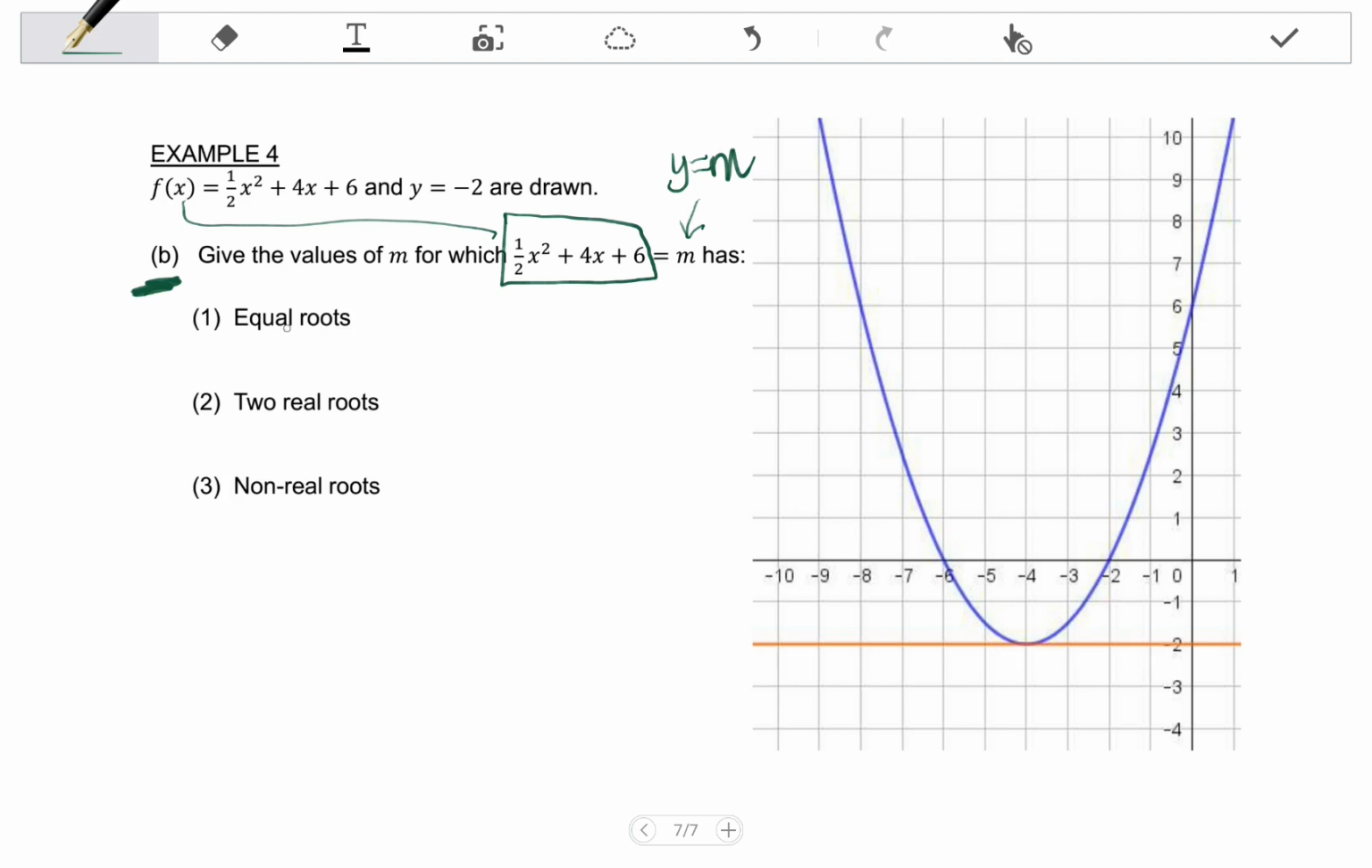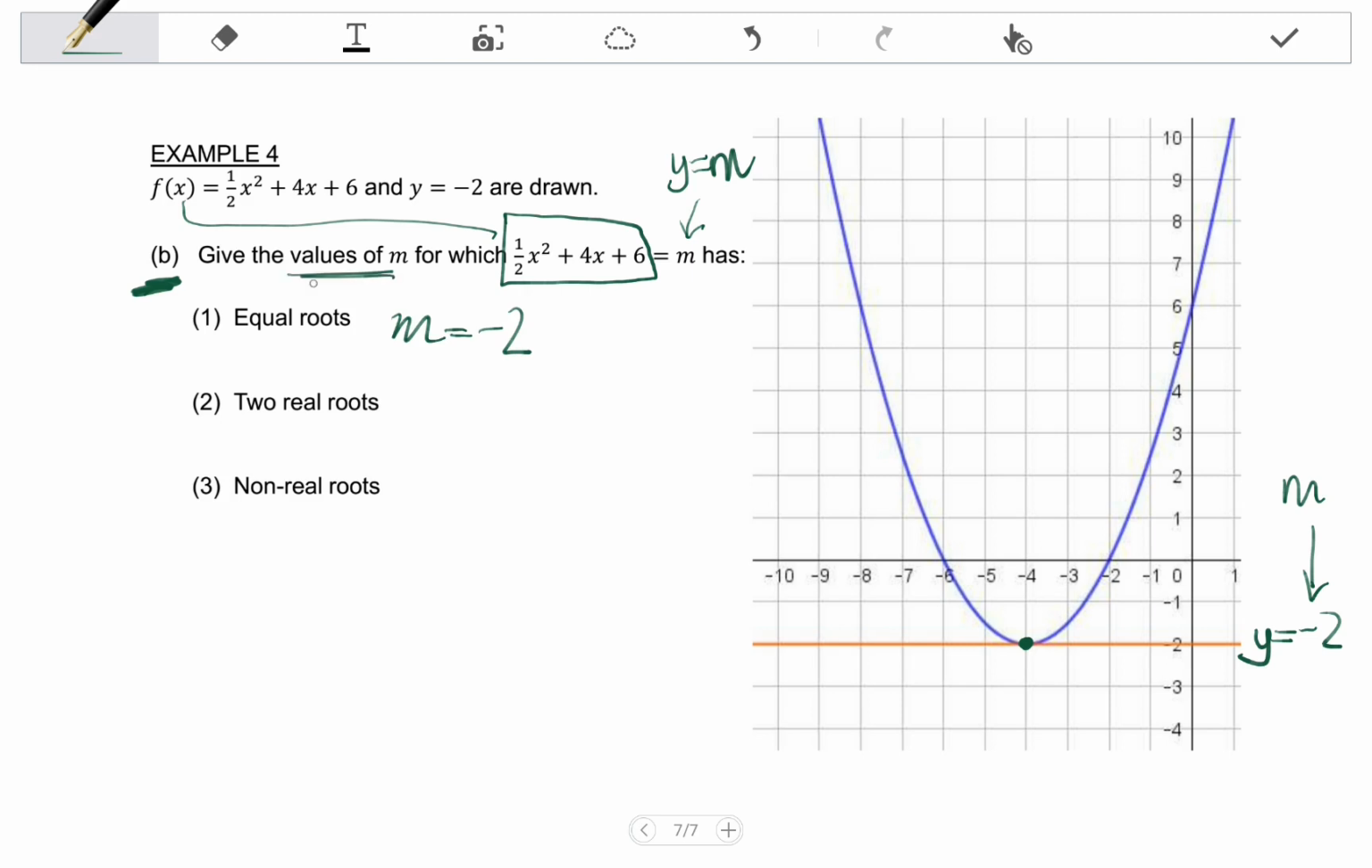For equal roots, my horizontal line and the parabola would intersect just once, at one point, which would be at the turning point. That is the scenario that we have in the diagram. It intersects at one point. So in that case, y equals -2 would be the equation of my horizontal line. So in this case, m equals -2.